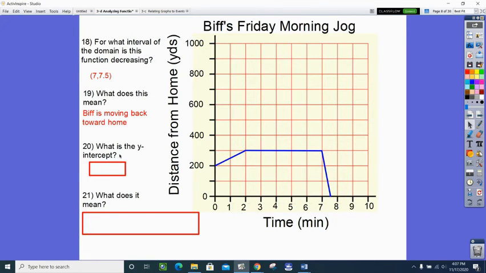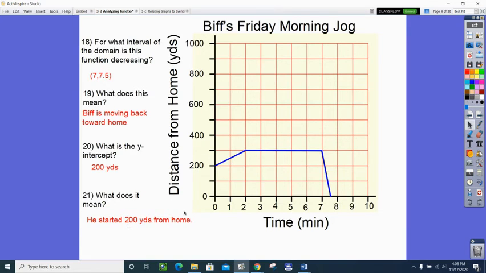What is the y-intercept? Did you put the 200 yards, which is the point (0, 200)? And what does that mean? He started 200 yards from home, moved away from home, stopped, and then went back to home quite quickly there.